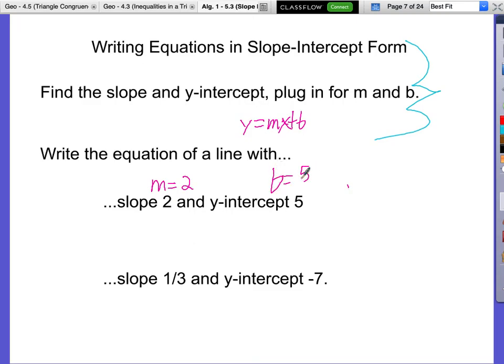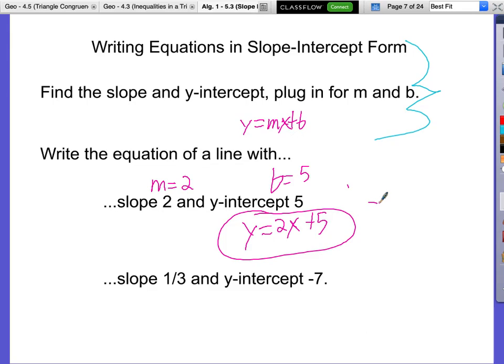So if we're writing this equation, we're going to take this, and we're going to substitute in 2 and 5. So we're going to have y is equal to 2x plus 5. And we did it. We wrote an equation in slope-intercept form. Y is equal to 2x plus 5. Questions on that?